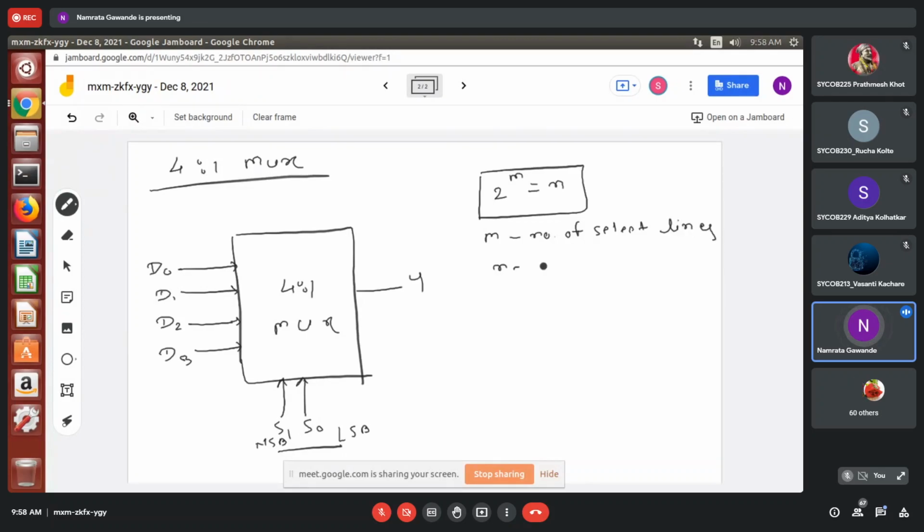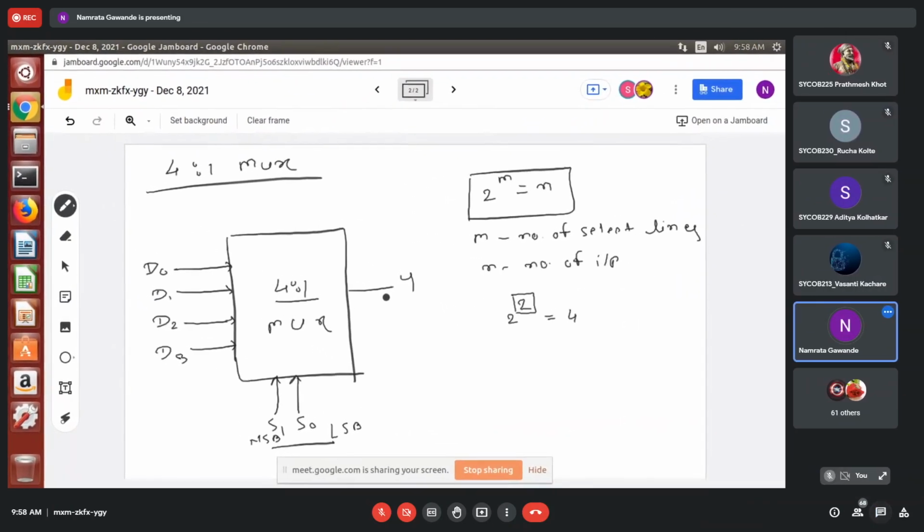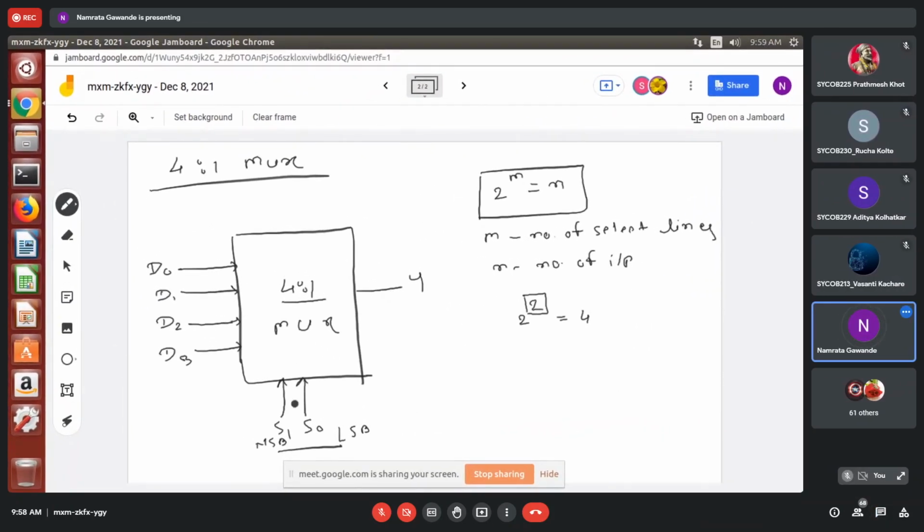Right? And it is nothing but the number of inputs. N is the number of inputs. Now see here, as I know that 4:1 means there are 4 inputs. So to get this as a 4 will require 2 raised to power 2, right? So 2 is nothing but the number of select lines. How many select lines have I provided here? 2 select lines, S0 and S1. And 4 data inputs and 1 output, right? So this is the 4:1 mux.